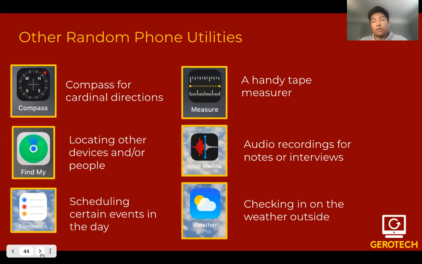Reminders, so scheduling certain events in your day. If you have a meeting to go to, or if you have other things to do and you need just a handy reminder, you could use the Reminders app instead of using calendars. And then finally, weather, just checking the weather outside, why not? And you can also check out the weather in other places around the world if need be. And also chances of rain, precipitation, hail, snow, things like that.